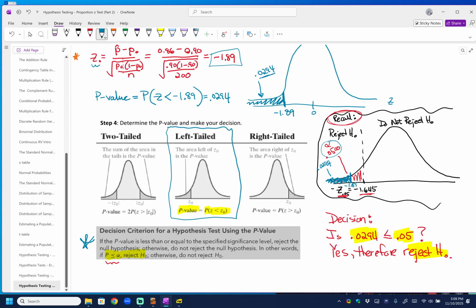So really what's happening here is instead of me saying, oh, negative 1.89 is less than negative 1.645, so we're in our rejection region and reject H naught, we're taking the area to the left of it and saying it's less than the area to the left of this, which is again going to pull the value out into the tail, into the rejection region. This is a little complicated and weird sounding, but that is the logic that's going on here. All we're doing is using area as a replacement for the critical value in making our decision.